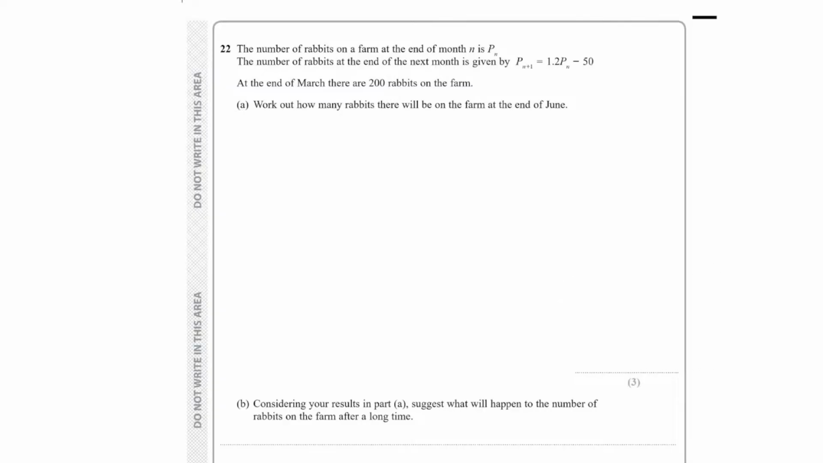Question 22, we have iteration. So definitely a paper 2 or paper 3 question, because it's normally calculator style. Now this one does have a context though, so it's not as obvious that it's iteration. The number of rabbits on a farm at the end of the month n is Pn. The number of rabbits at the end of the next month is given by Pn+1 equals 1.2 times Pn minus 50. So you're taking the previous month, timesing it by 1.2 and then taking away 50.